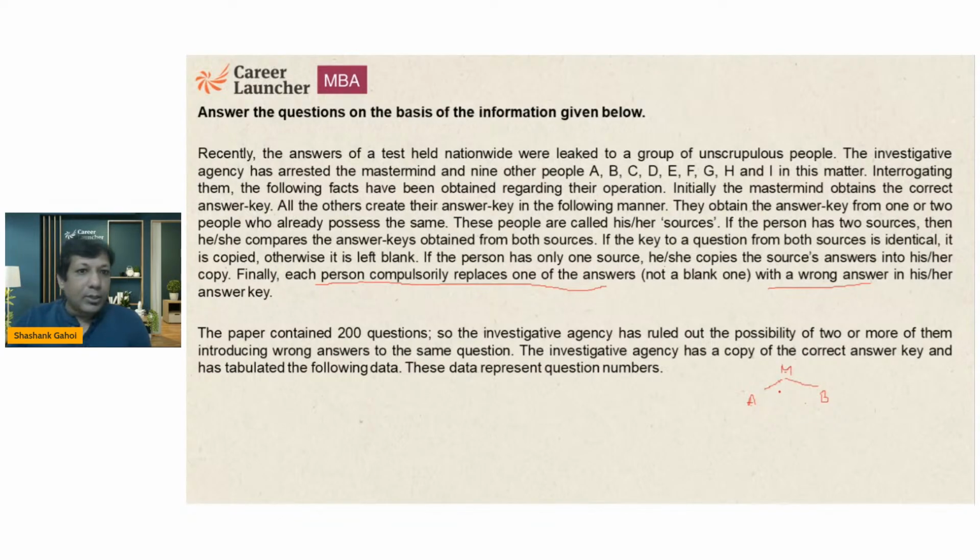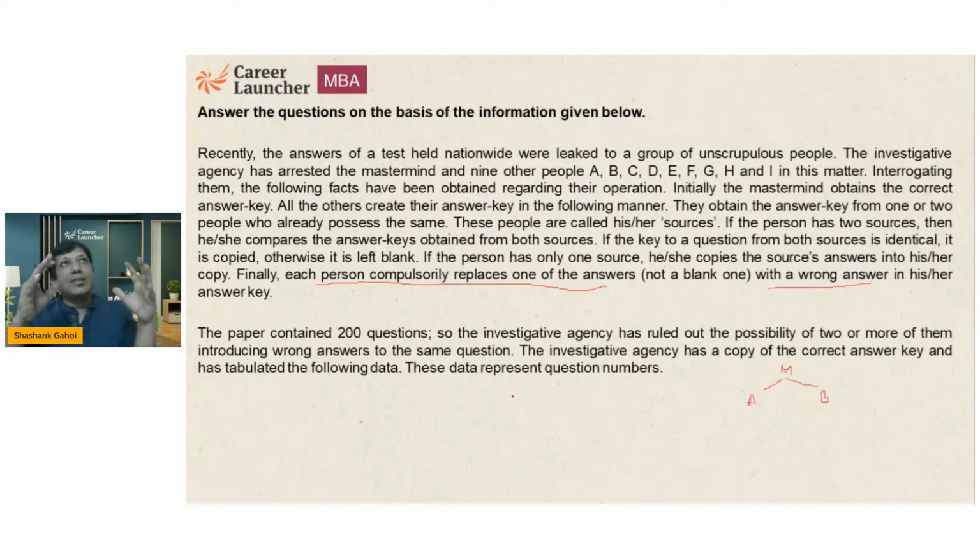The paper contained 200 questions. So the investigative agency has ruled out the possibility of 2 or more of them introducing a wrong answer to the same question. So everyone has introduced a different question. The investigative agency has a copy of the correct answer key and has tabulated the following data. The data represent the question numbers. Now, what does it say?